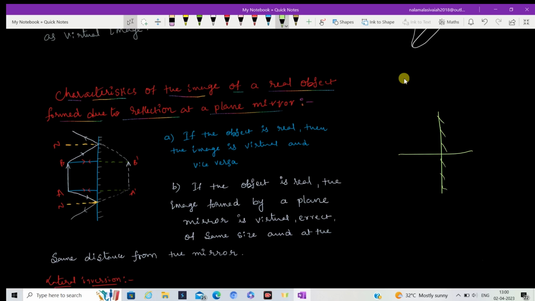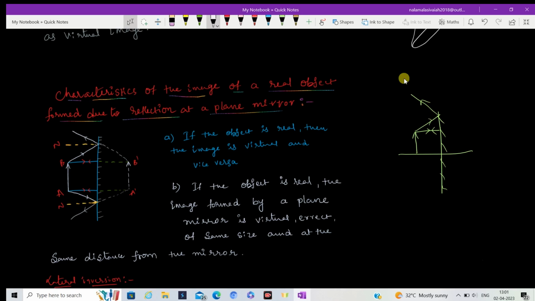So the object I am taking, here is the object. This object I am considering. Light rays are coming from the object. One light ray I am taking, so this is a reflected light ray, and one more light ray also I am taking. So this will be reflected back.